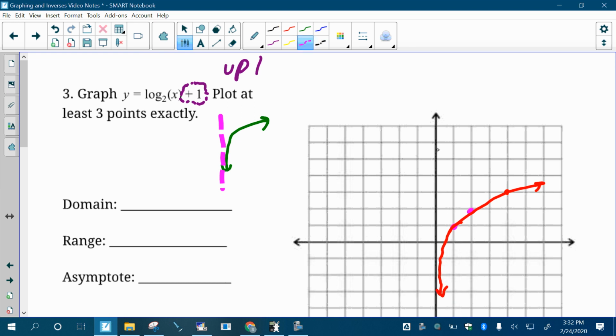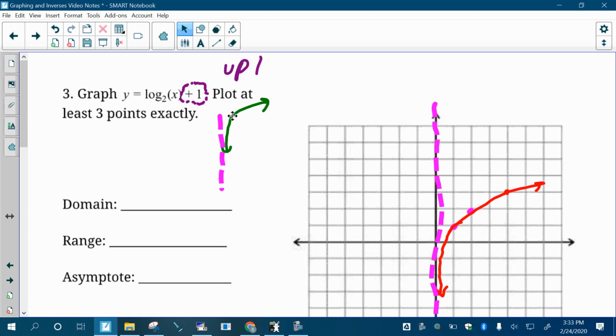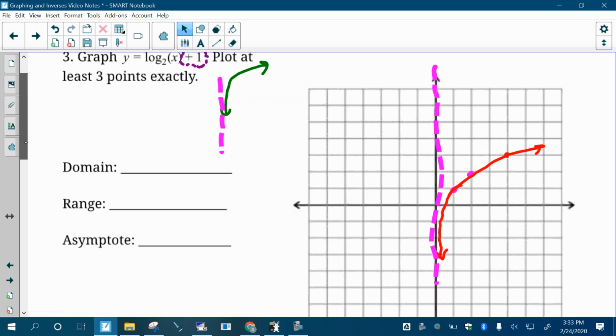I know what you're thinking. Hey, didn't that plus 1 change the vertical asymptote? Here's my vertical asymptote. Moving the graph up 1 doesn't change that. Look, I move the graph up 1. It still has the same vertical asymptote. So moving it up 1 did not change that vertical asymptote.